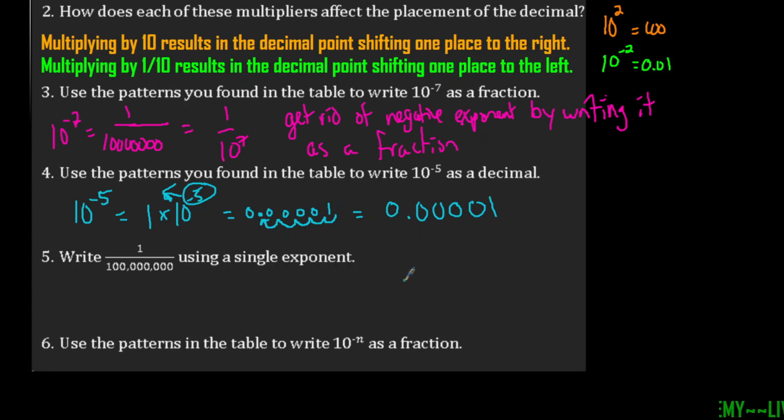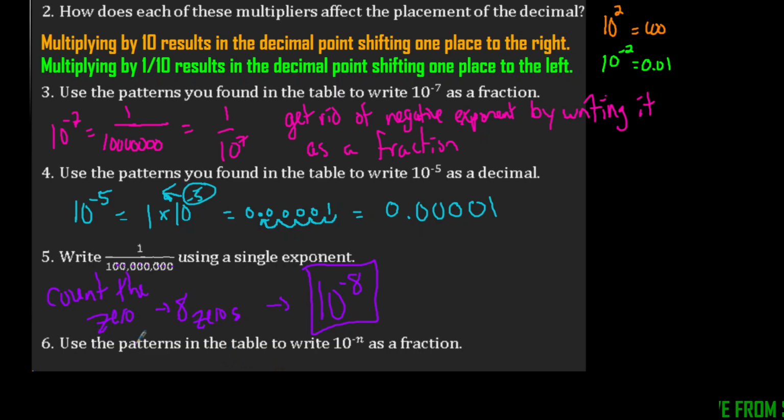And it says for number 5, write 1 divided by 100 million using a single exponent. So what we can do for this one is we can count the zeros that are in the denominator. So I have 1, 2, 3, 4, 5, 6, 7, 8. So I have 8 zeros. And so what that means is I can have 10 to the negative 8 power as our answer.